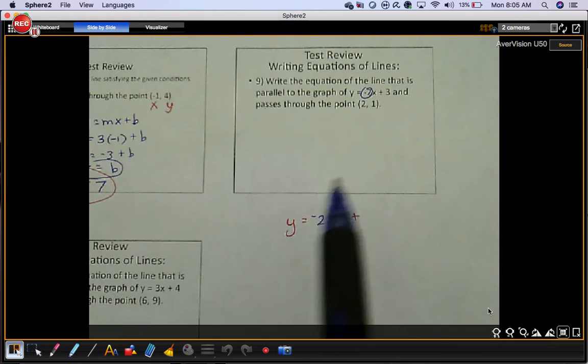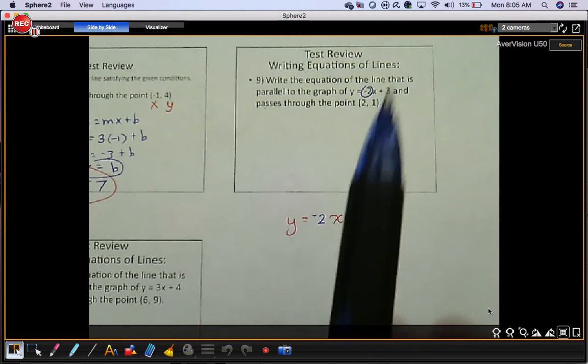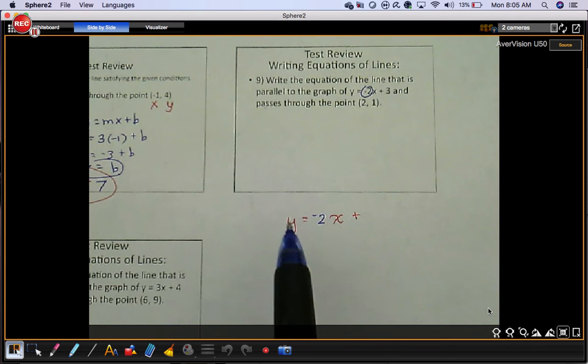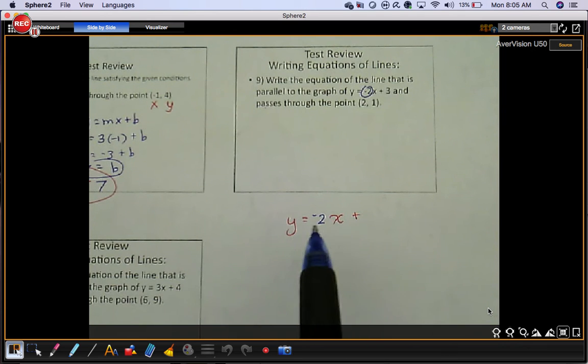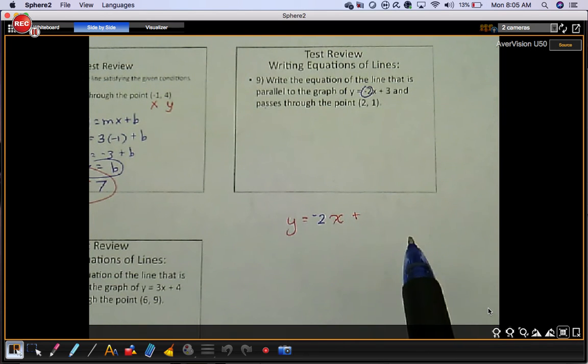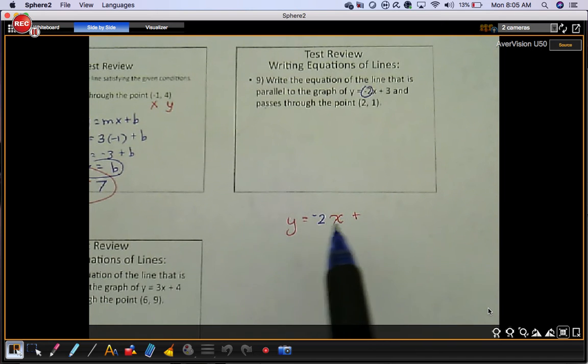So just like that, without doing any work, if it's multiple choice, you know the first half of your answer. Y equals negative 2x plus something. If it doesn't say y equals negative 2x plus something, then it's not your answer.